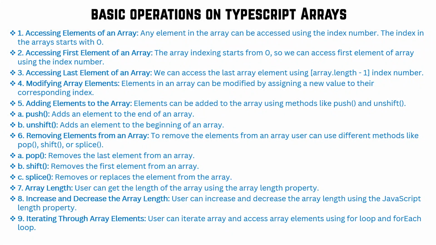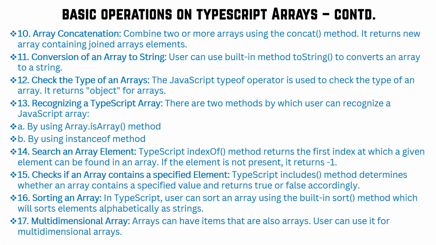If you want to remove any element from an array, we can use pop, shift, and splice. Pop will remove the last element from an array. Shift will remove the first element from the array, whereas splice will remove or replace more than one element of the array from any position. We can get the length of the array using the array's length property. We can increase or decrease the array length. We can iterate the array through loops or enhanced for loops. We can concatenate two or more arrays. We can convert an array to a string with the help of the toString method.